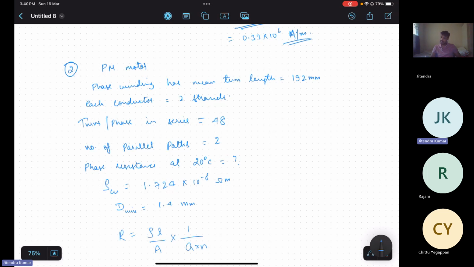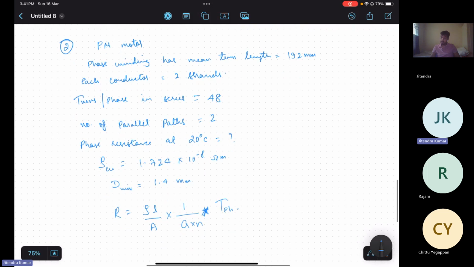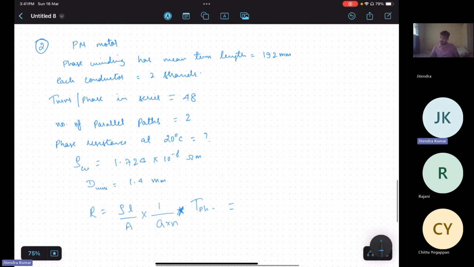Now, other thing is turns per phase. Where will it go, numerator or denominator? Numerator only, sir. Exactly, because the more number of turns, more resistance will be there, isn't it? Now we can calculate.